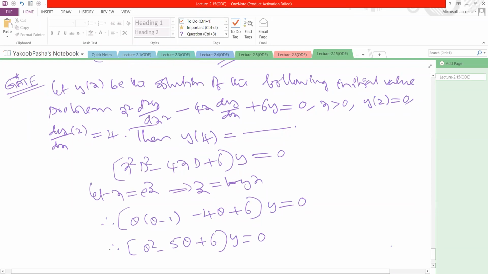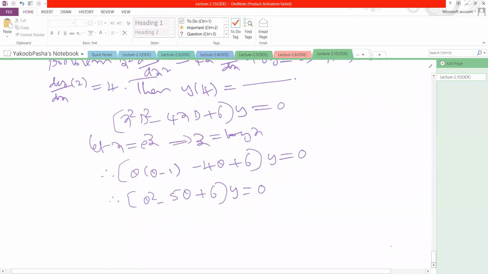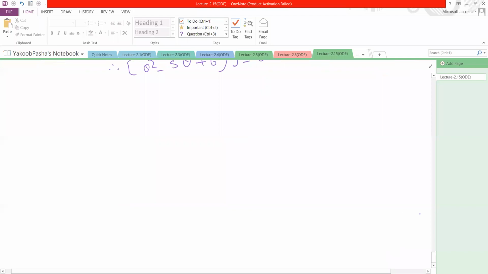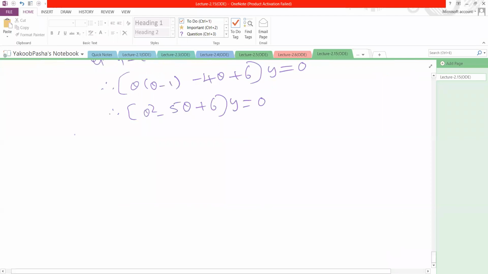So we can take the corresponding auxiliary equation. The corresponding auxiliary equation is m square minus 5m plus 6 is equal to 0, nothing but m minus 2, m minus 3 is equal to 0. Yes, that's why minus 5. Okay, m equal to 2 comma 3 are the distinct real roots.